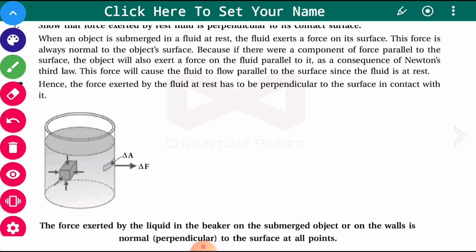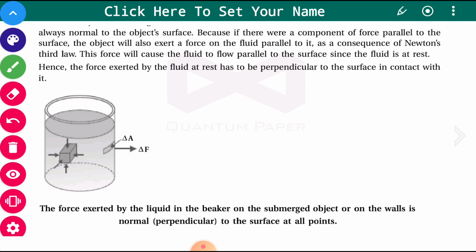So this force will cause the fluid to flow parallel to the surface, since the fluid is at rest. Hence, the force exerted by the fluid at rest has to be perpendicular to the surface in contact with it. If there is a parallel force, then the fluid will start flowing, when the object is submerged in it.